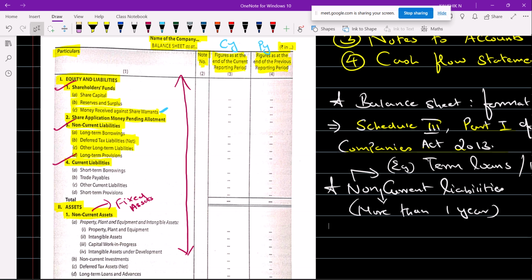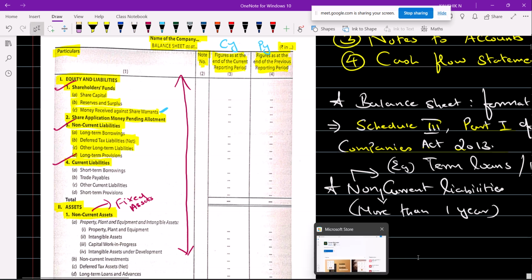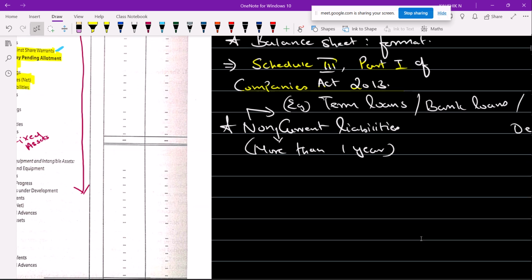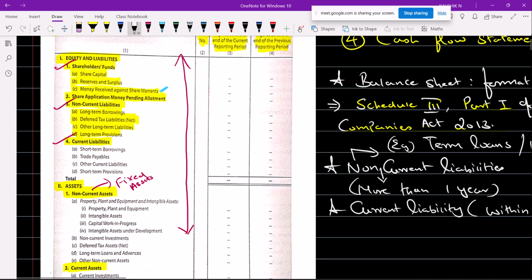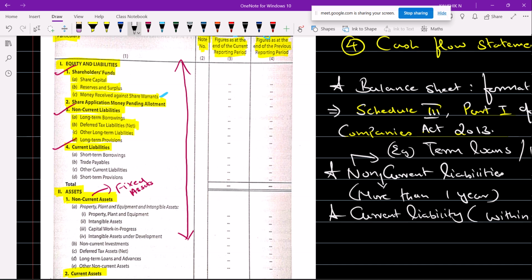The next one comes under the current. As you all know very well, current is nothing but the present. Any liability which has a duration of a year is called a current liability. Current liability is nothing but within a year, or 12 months. If they are given any term within 1 year, then they come under current liability.